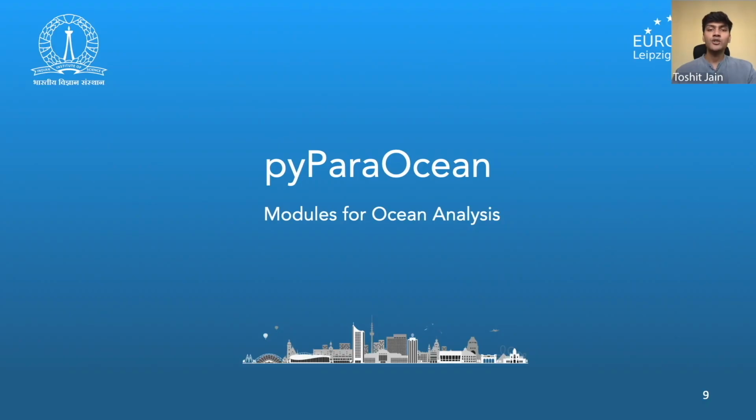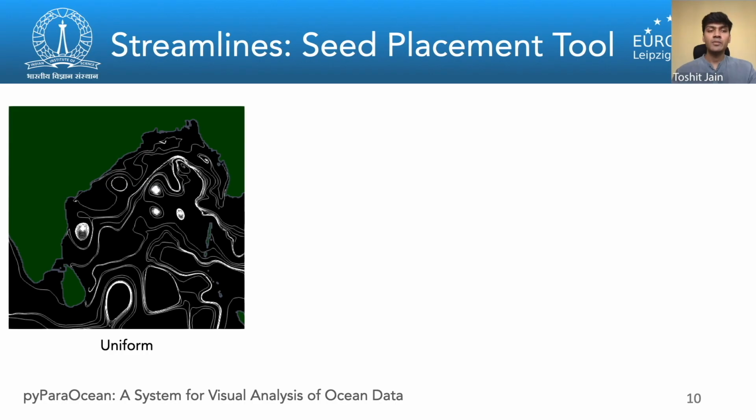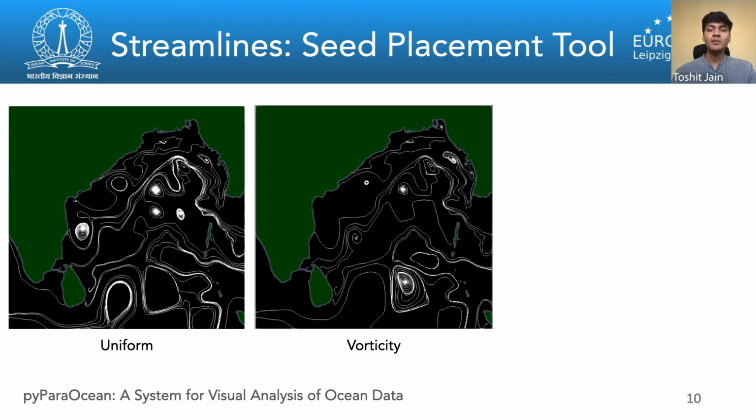Now we take a look at the modules for ocean data analysis in pyParaOcean. Streamlines are a set of integral curves tangent to the velocity at every point in space. They portray instantaneous lines of flow that characterize important oceanographic phenomena such as eddies, currents, and filaments. To initiate the computation of streamlines or path lines, seeds are sampled from the domain that act as starting points for field lines. Sampling can be uniform and weighted. For example, you can highlight highly turbulent regions by seeding more points in regions with high vorticity.